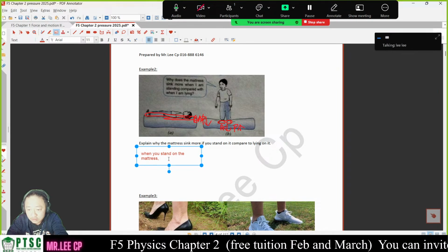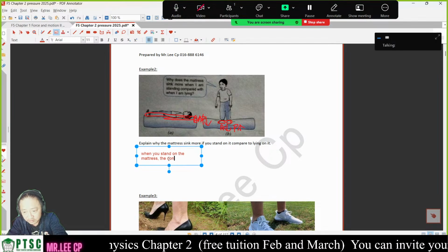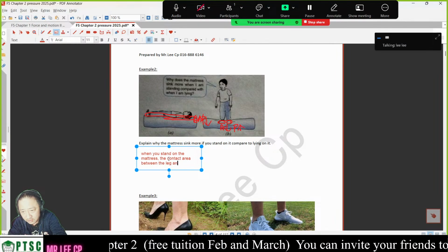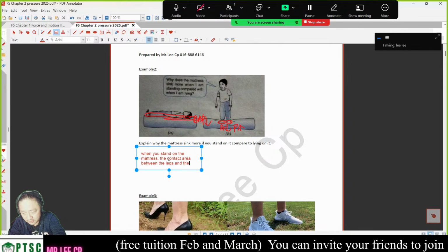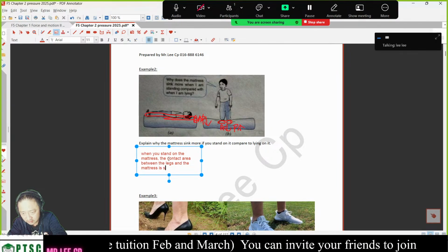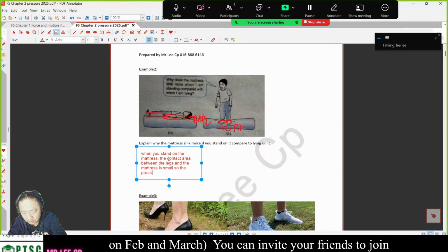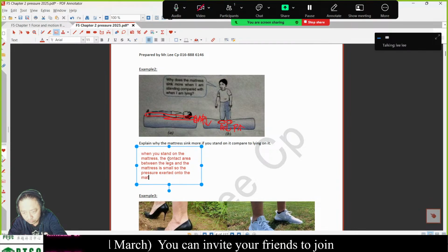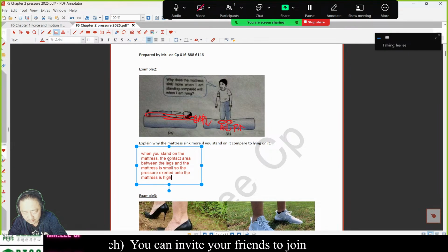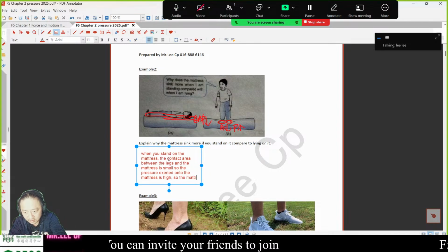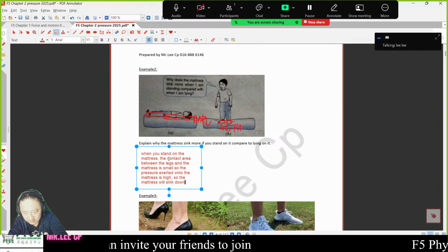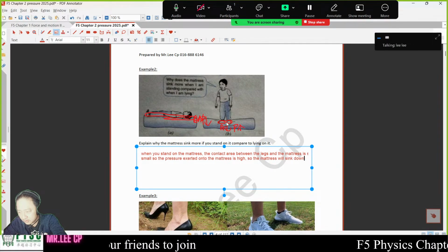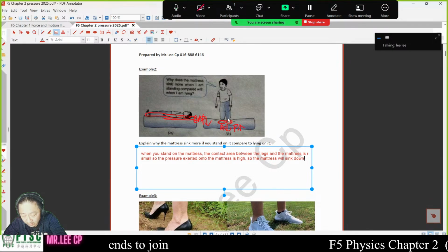So when you stand on the mattress, the contact area between the leg and the mattress is small, so the pressure exerted onto the mattress is high, so the mattress will sink down. When you lie down it also sinks, but when you stand it sinks down more.